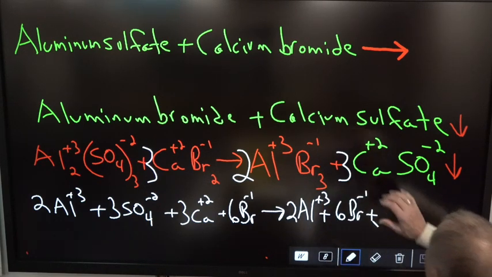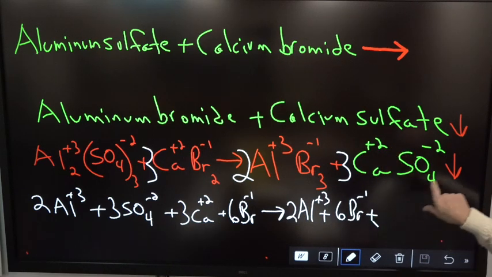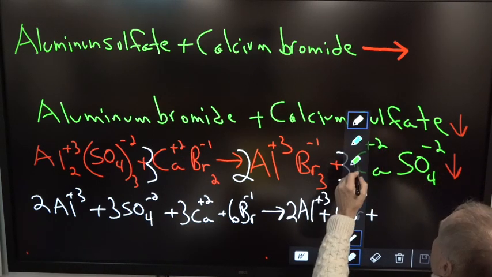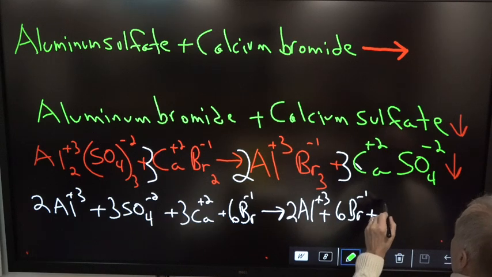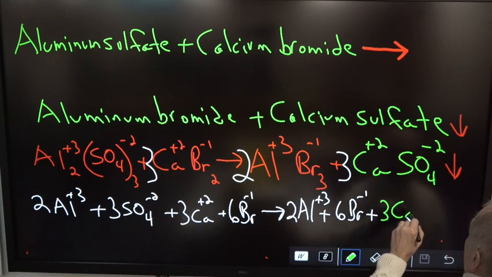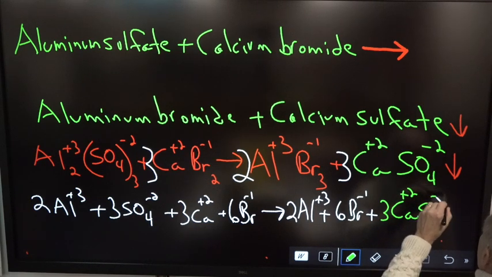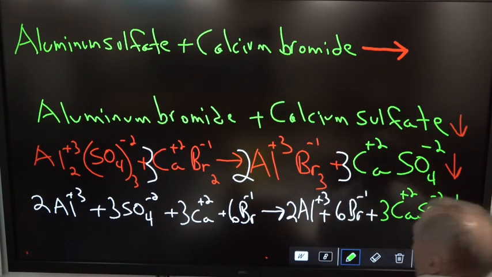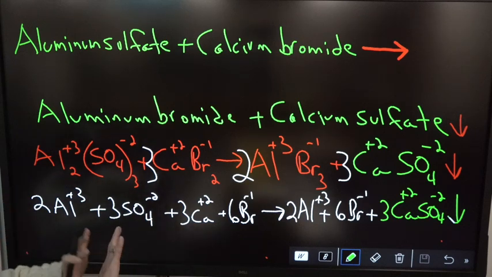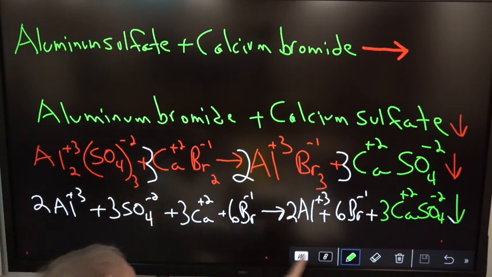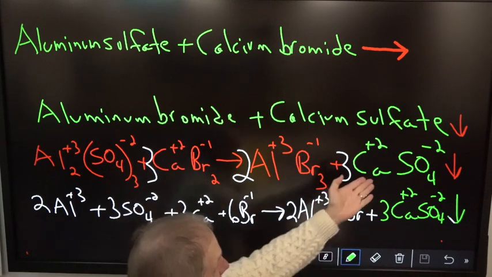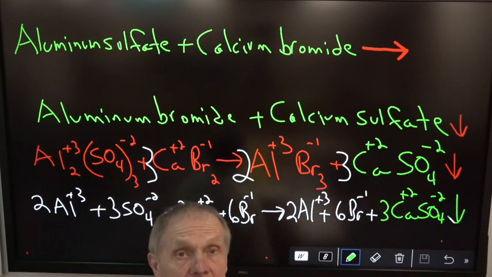And then we have this, but we can't break it up because it's falling out. So we're just going to go like this, plus 3 Ca plus 2, SO4 minus 2, arrow down. So now we have everything broken up. Okay? Everything's broken up. The only thing we can't break up is what's insoluble, and that's calcium sulfate.